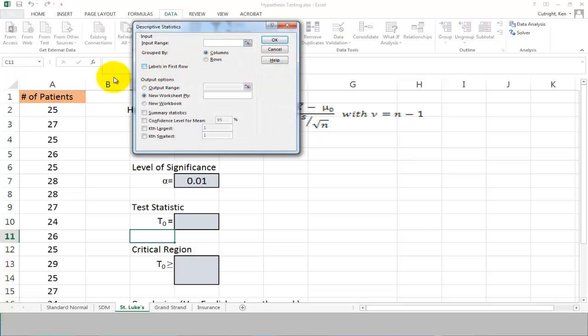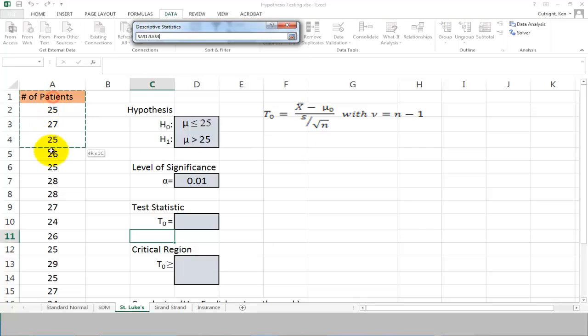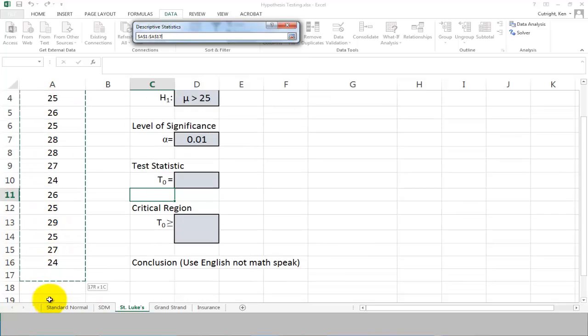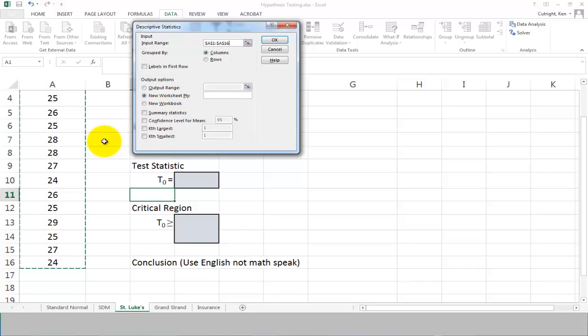And the first thing it asks me for is what is the data that you want the statistics on? And of course, that's the number of patients per day. I did include a label in the first row. Now this is something funny here.